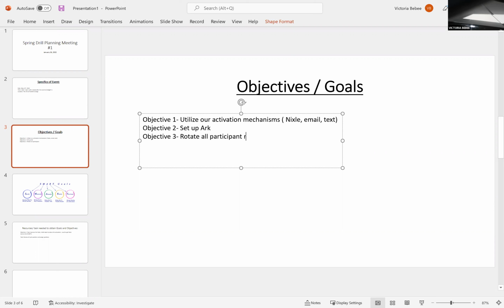Participant roles, is that what I was supposed to put, Neil? Sorry. Assigned leadership roles.